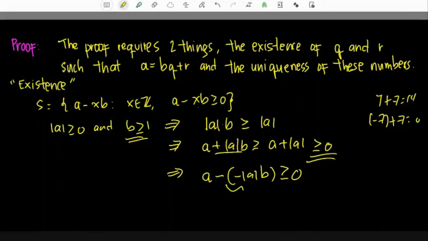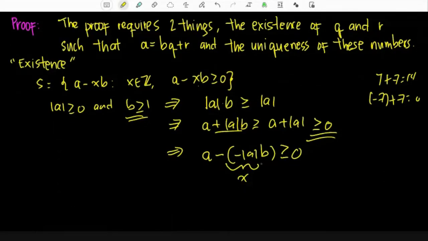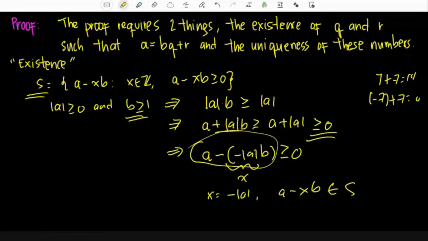So, if we consider this to be our X, right? A minus X times B. So, for X equals the negative of absolute value of A, we have A minus XB to be positive, that means this particular value should be in S. Kasi it satisfies the requirement of S. Ang laman ni S ay ang mga A minus XB kung saan ang A minus XB ay greater than 0, ang X ay integer. So, this particular number here satisfy the requirements of a number being in S.